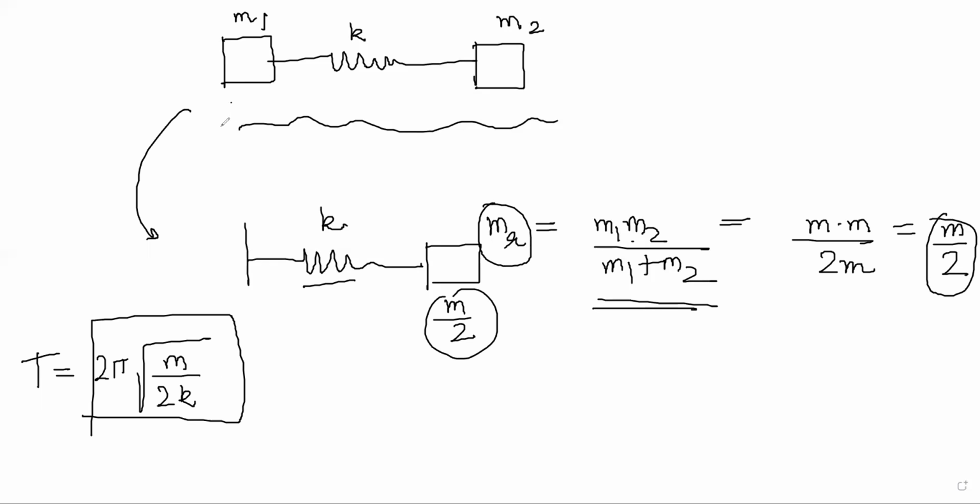But this is a trick method. You use it only in this specific case. Normally, the way I derived it was not by this method. I derived it by the energy method. It is coming from there. The same answer is coming.